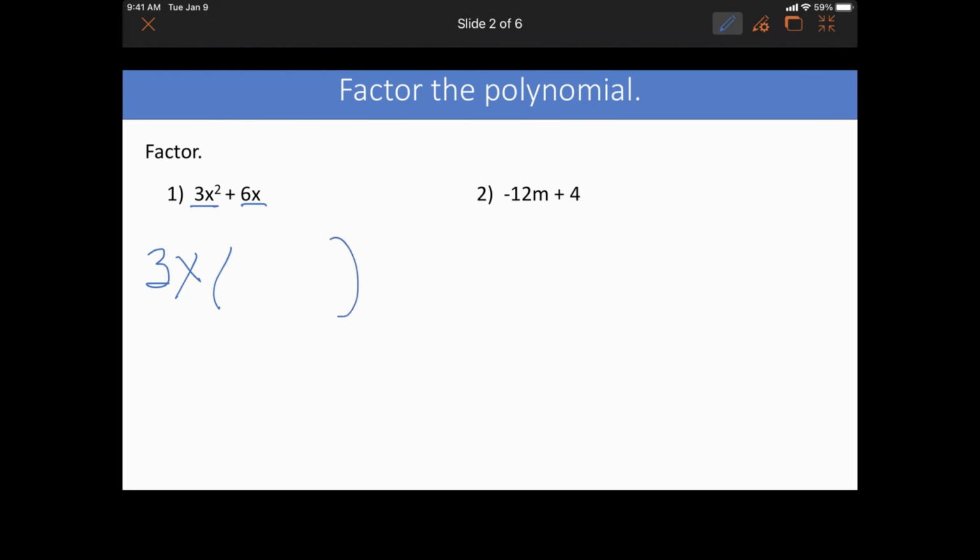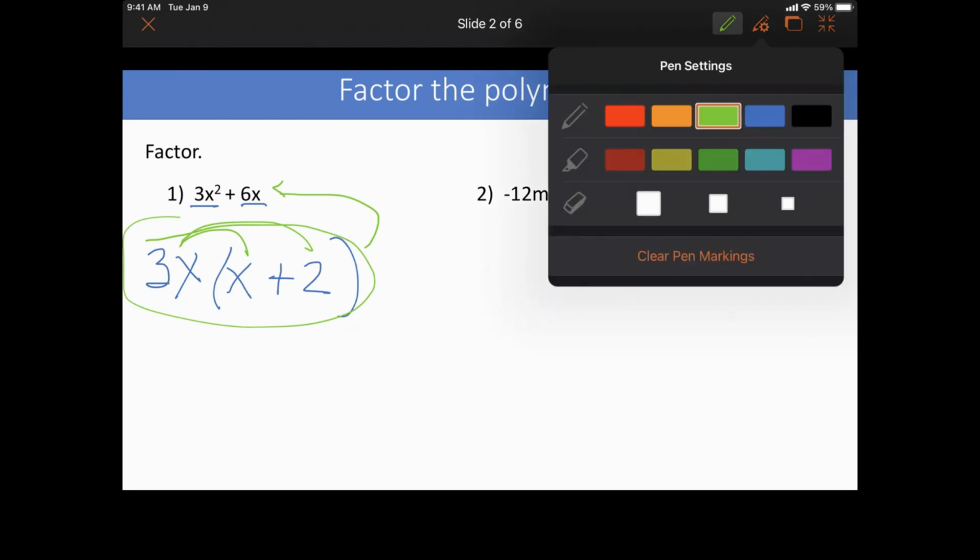So dividing it, because that's what factoring really is, it is dividing. 3x goes into 3x squared, x. 3x goes into 6x 2 times. Now if you take this and multiply it out, distributing 3x times x, you get 3x squared. And 3x times 2 is 6x. So multiply it out. If it's correct, you should get the expression you started with. All right, so let's do the next one.